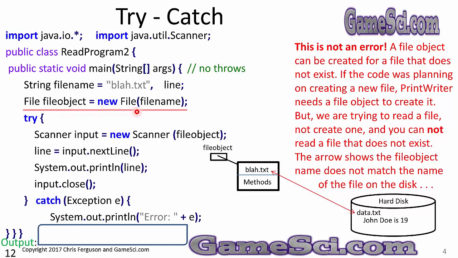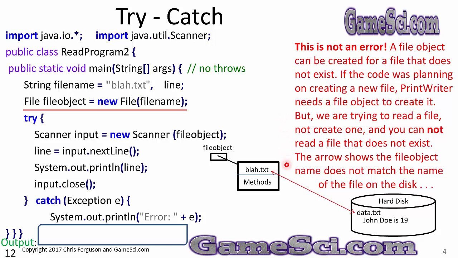File object equals new File and pass it the file name. Note, technically this is not an error. A file object can be created for a file that does not exist. If the code was planning on creating a new file, PrintWriter needs a file object to create it, and you quite often create a file object without an existing file on the disk. But in this example, we're trying to read a file, not create one. And you cannot read a file that does not exist.